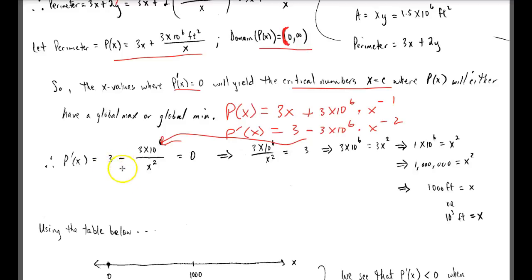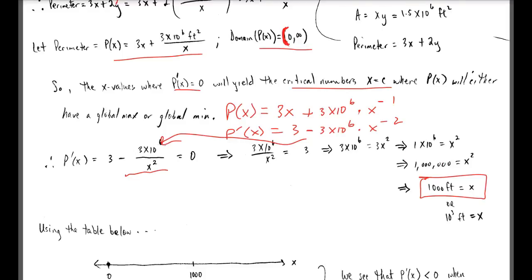Then if we add this term to both sides, we get 3 times 10 raised to the 6 divided by x squared equals 3. Then we just do algebraic manipulation to solve, and we see that x ends up being 1,000 feet. So that is our critical value. At 1,000 feet, either we are minimizing or maximizing the perimeter, which means in turn we're also minimizing or maximizing the cost.